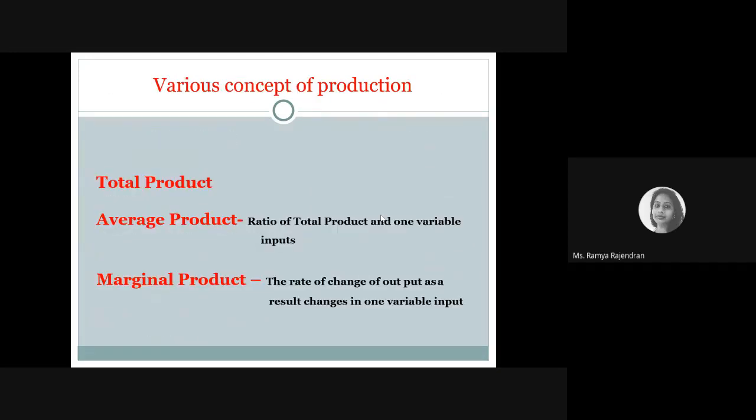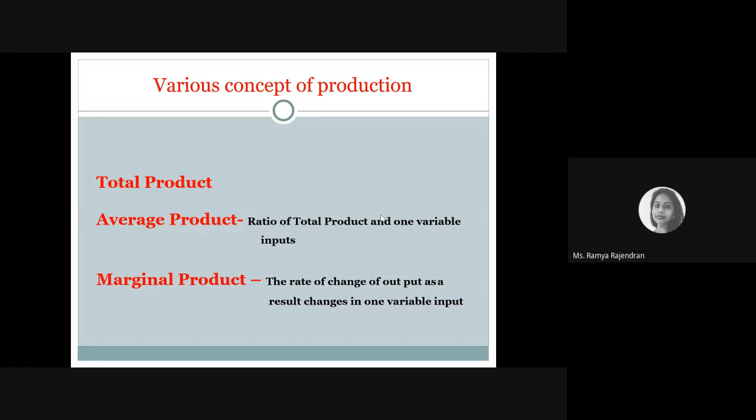Okay, so a few concepts in production. The first is total product. When you say total product, the number of products which is manufactured is called total product. Okay, so average product is nothing but a ratio of the total product and the one variable input. In the denominator, you'll have one variable input.